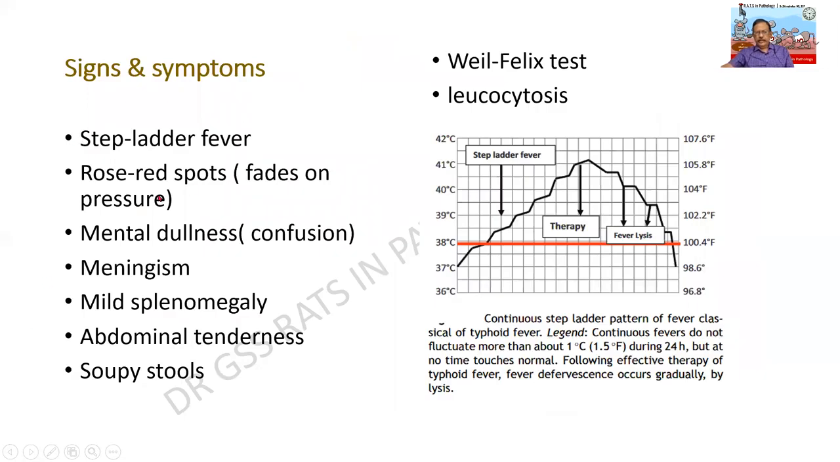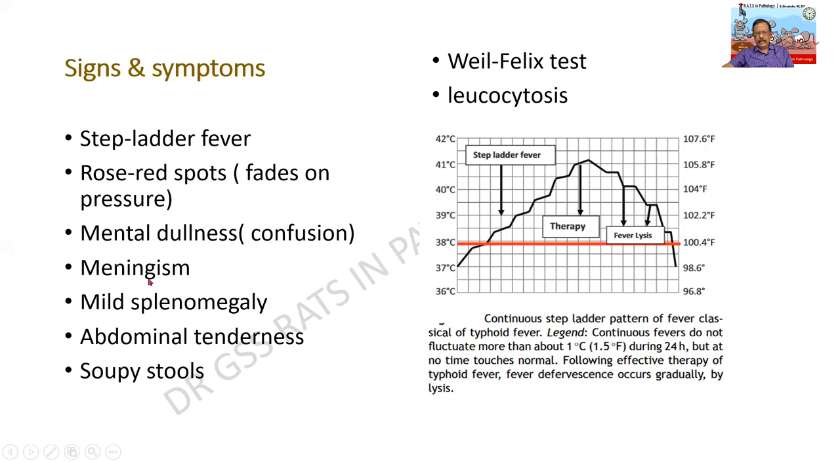Signs and symptoms. The rose red spots I had mentioned earlier, they can be fading on pressure. Step ladder pattern of fever. I had given this in the history also. You find that there is a progressive increase in the temperature. Initially it starts and then progressively increases. And so you find beginning of the day it can be more, towards the end it falls. So there is a step ladder pattern and it reaches a peak, after which there is a convalescence, lysis of the organism, and there is a rapid recovery of the normal temperature.